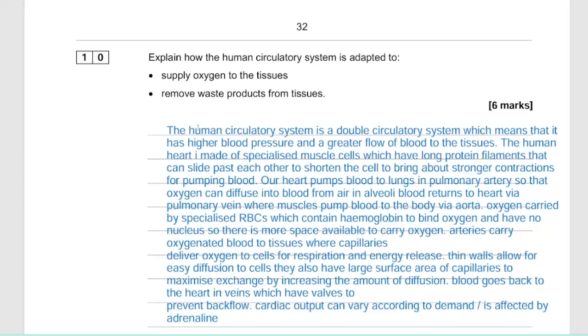The human circulatory system is a double circulatory system or a double pump system. I'm writing that, which means that it has higher blood pressure and a greater flow of blood to the tissues. The human heart is made of specialized muscle cells, which have long protein filaments that can slide past each other to shorten the cell to bring about stronger contractions for pumping blood. Our heart pumps blood to the lungs via the pulmonary artery so that oxygen can diffuse from air in the alveoli into the blood.